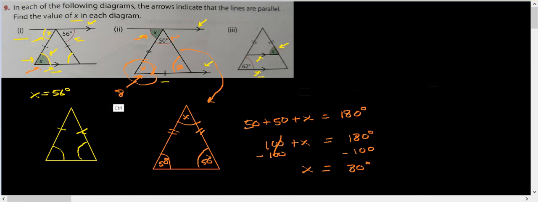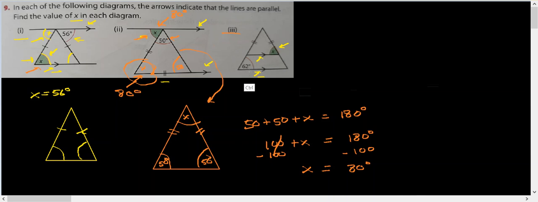So therefore this angle up here is equal to 80 degrees. If that angle is equal to 80 degrees, then this angle has to be equal to 80 degrees as well. So that's part 2. And then if we move on to question 3 then.